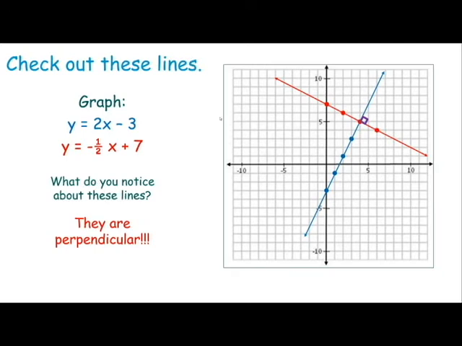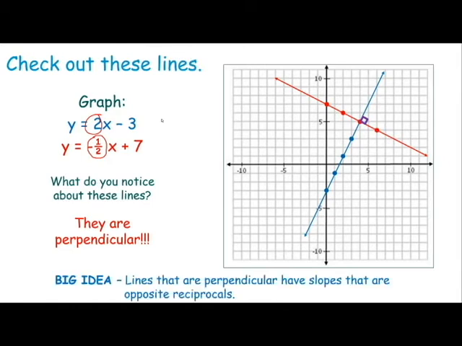Since I'm concerned with the slantedness of the lines, I'm going to look over here at the slopes. The blue line had a slope of 2. The red line had a slope of -1/2. Do you notice anything interesting about those two slopes? Did you notice that those are opposite reciprocals? 2 and 1/2 are reciprocals of one another. 2 over 1, if I flip it upside down, gives me 1 over 2. But notice that one is positive and the other is negative.